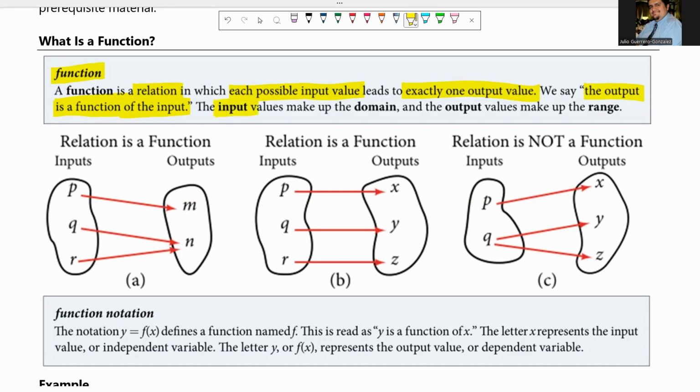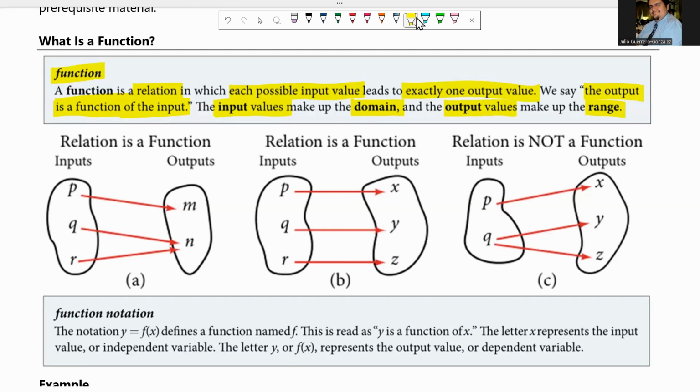The set of input values, we call that a domain. And the output values from those input values, we call that the range. Okay, so I've got a couple of examples here to spell out what is and is not a function.